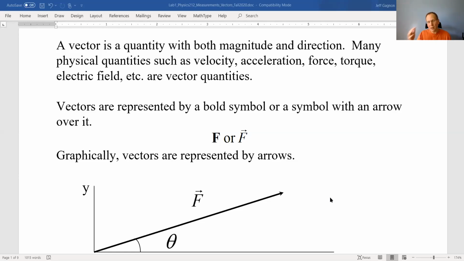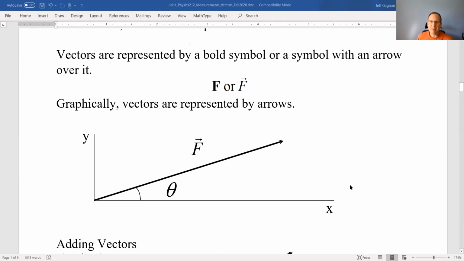Now, usually when you write down a vector, typically in a textbook, you might see a bold-faced letter, so that would represent the vector F, or if you're handwriting it, you usually put an arrow above the letter, so this would also be vector F. So it's either a letter with an arrow over it, or it's in bold. Usually if it's in the textbook, they bold it. Sometimes they do both. Okay, so those both represent the vector F.